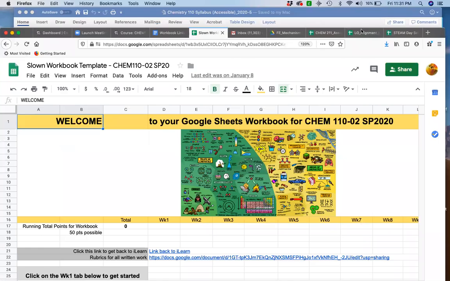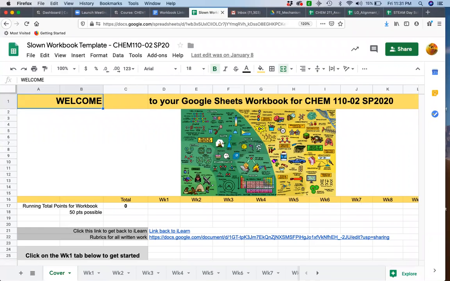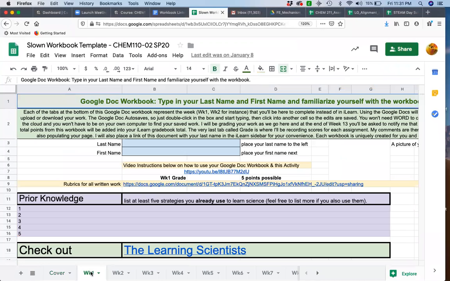And there are a couple of features of this that I want you to notice. One are these tabs. So far we're up to week 3. And if you haven't started this, that's okay. You'll have time to get there, but it's important that you start. In week 1, you're just going to personalize your notebook. So you're going to put in your last name and your first name. There are actually some Google or YouTube instructions for how to use this workbook and the activities, but it's pretty simple and straightforward. You're just going to list 5 ways or strategies that you already use to learn science. And then I want you to check out the Learning Scientist. It's a great resource.